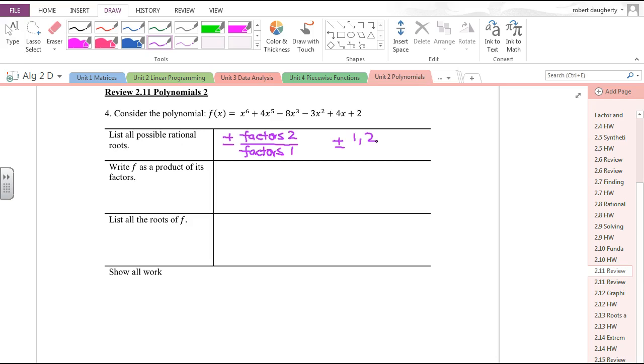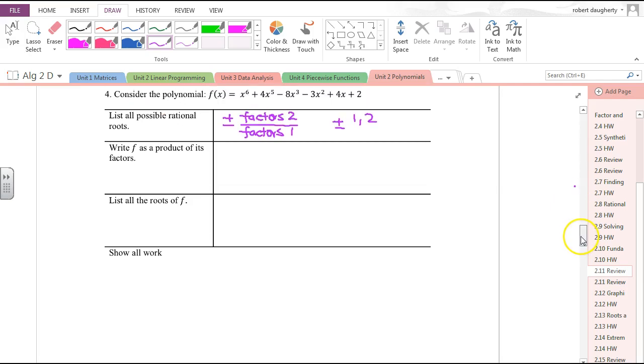Let's add the coefficients first. 1 plus 4 is 5. 5 minus 8 is negative 3. Negative 3 minus 3 is negative 6. Negative 6 plus 4 is negative 2. Negative 2 plus 2 is 0. So I know that x equal 1 is a solution. So let's start with that. So let's start with 1.